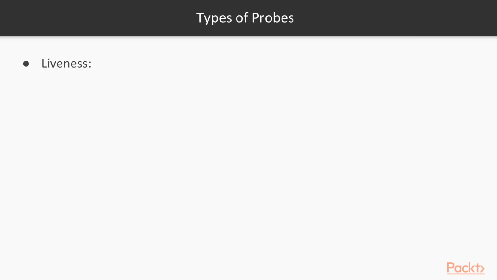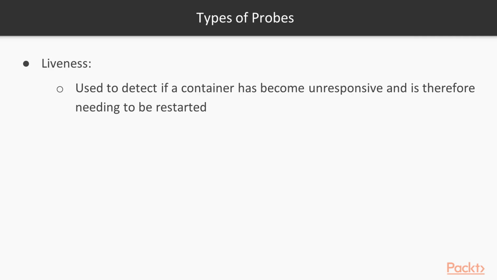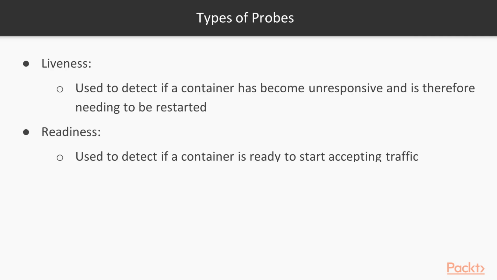The liveness probe is used to detect if a container has become unresponsive and is therefore needing to be restarted, whereas the readiness probe is used to detect if a container is ready to start accepting traffic. Once all containers within a pod are ready, then the pod also becomes ready and can start receiving the traffic. The service resource uses this readiness check to decide if it will route traffic to a pod. More details about liveness and readiness probes can be found in the Kubernetes documentation.